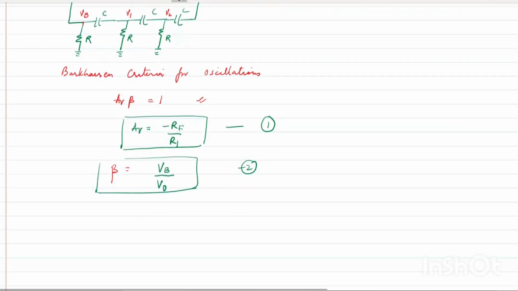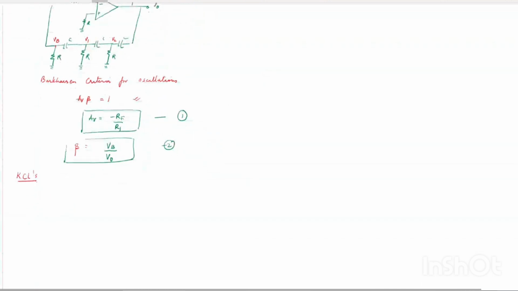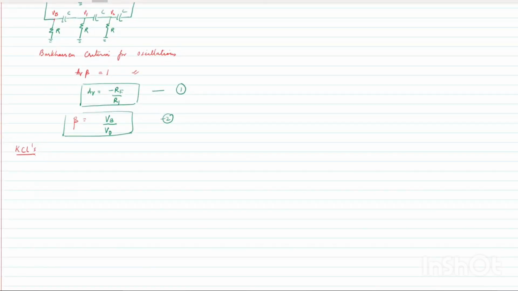Now to get that value, we have to write 3 KCLs because V1 and V2 are in between. That is unwanted. So we'll write the KCLs now. I'll do it fast because these are only KCLs, and you know how to write KCLs. I'll start from the backward, that is from V2. V2 by R plus V2 minus V0 upon 1 by SC plus V2 minus V1 upon 1 by SC. If any doubt, you can ask me. This is your equation number 1.